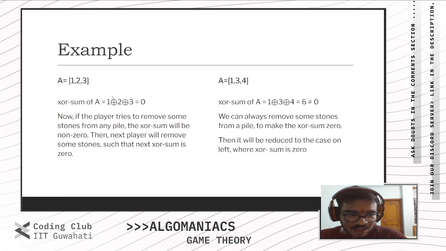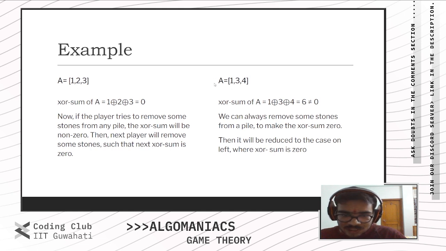If we try removing one stone from the first pile, the XOR sum would be 1. So the player can just remove one stone from the third pile, which should leave us with 2 and 2. And the XOR sum of 2 and 2 is 0. So it basically works by reverting back the changes the first player made. Whatever the XOR sum would be, there always exists an operation so that you can again generate an XOR sum equal to 0.